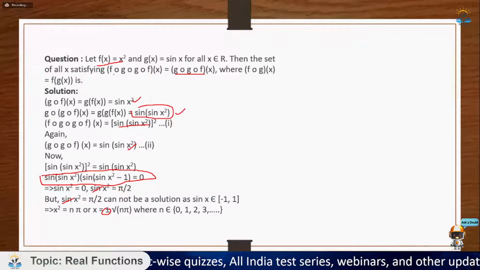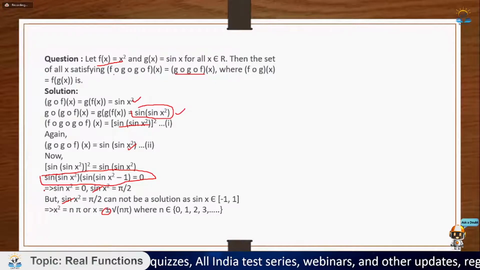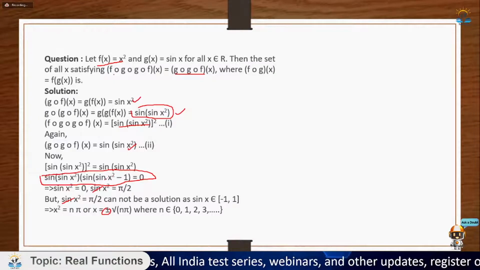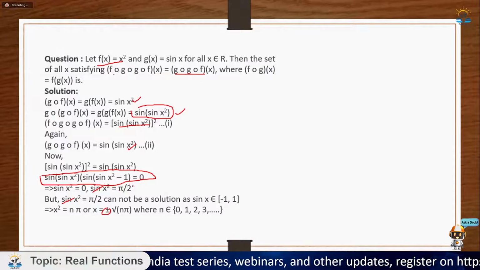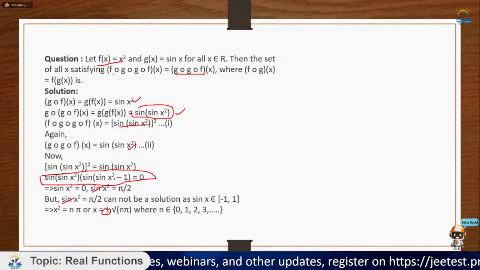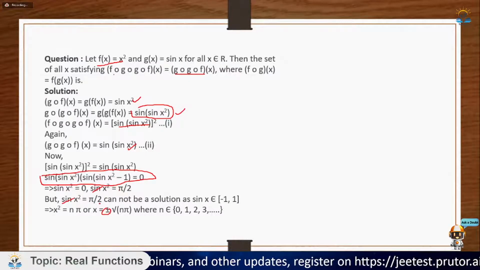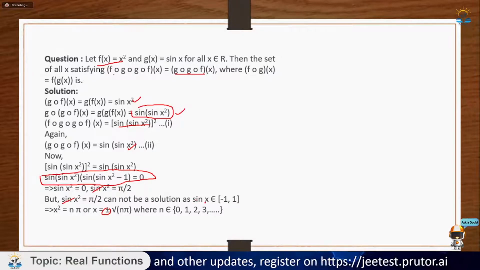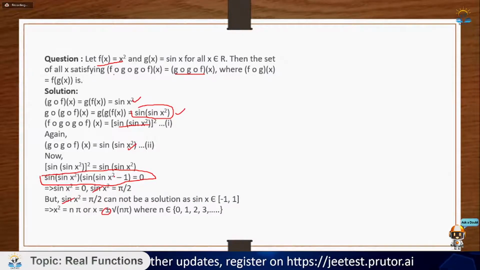Okay, and then this thing is equal to 0 only possible in two cases. Either sine of x square should be equal to 0 or sine of x square should be equal to 1. And sine of x square equal to 1 means x square should be equal to pi by 2. But you know that sine x belongs to minus 1 to 1. So this can't happen.